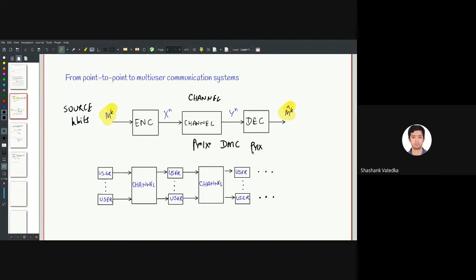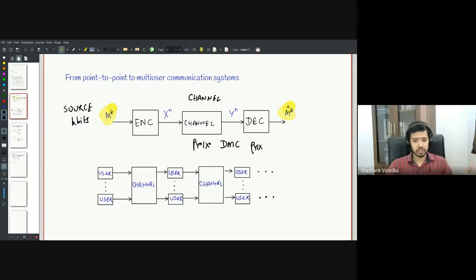Now, when you have a multi-user system, you have multiple senders, you have multiple receivers, and you can also have some other users or devices or entities which are neither sources nor destinations, but operate something like a relay. Their only goal is to help in communication. So you can think of a more complicated system where you have multiple users who communicate through a complicated channel to some other set of users, and you have multiple such hops, right?